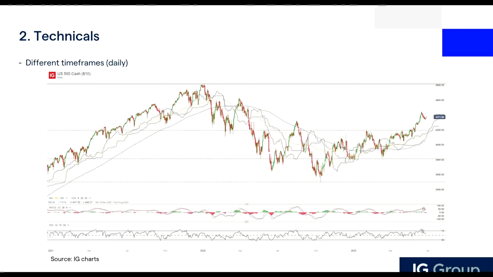Okay, so in this case, weekly and daily sort of align. Of course, if you want to look at a monthly or 4-hour chart, it's really up to you. But the point is that when you look at the chart, you have to make sure that multiple time frames align with your view to minimize the risk.